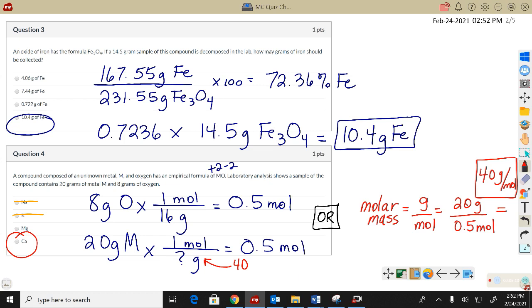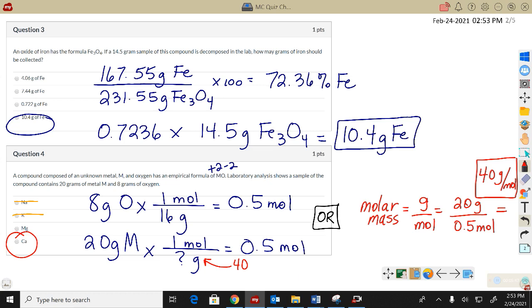Laboratory analysis shows a sample of the compound contains 20 grams of metal M and 8 grams of oxygen. Okay, well, there's two ways to get after this, but here's option one, is to think about this formula as being a 1-to-1 ratio of moles. And on a large scale, if I've got one atom of M and one atom of O, it's the same as saying that I've got equal moles. Moles is a unit that represents a quantity of atoms. So it's got to be a 1-to-1 ratio.